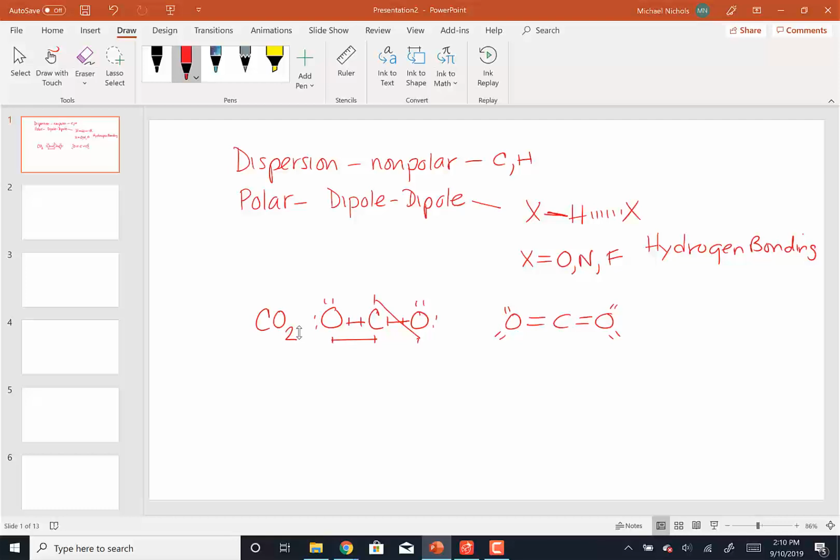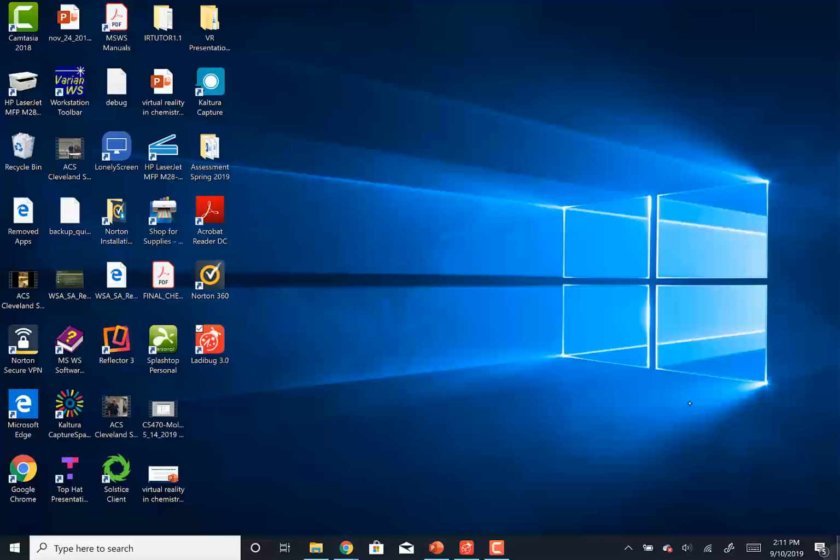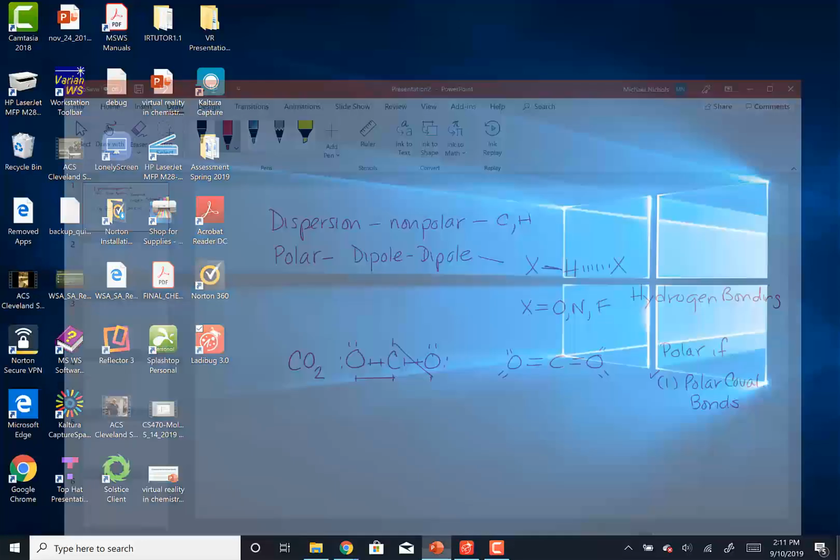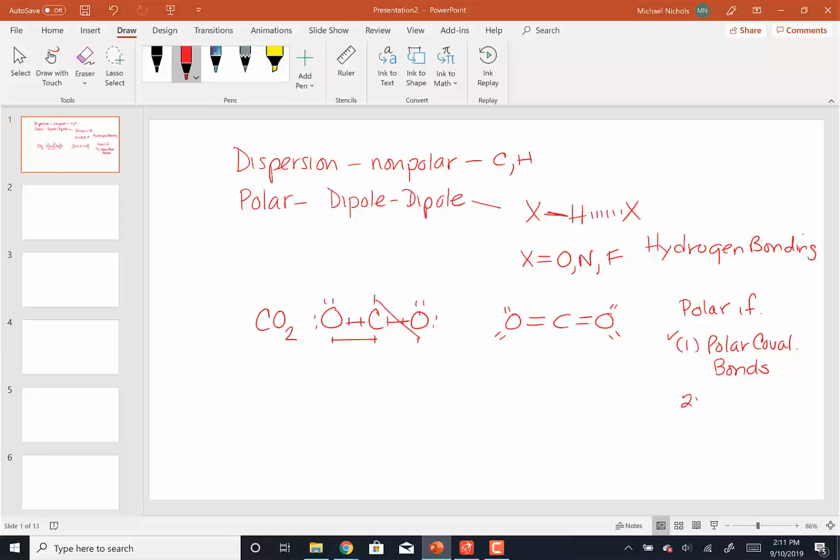So now to determine whether the molecule is polar or nonpolar, we have to apply the rules. So a molecule is polar if, number 1, it has polar covalent bonds. Carbon and oxygen are polar covalent bonds, so CO2, we'd have a check for the first rule. For the second rule, you must have a molecular dipole moment.